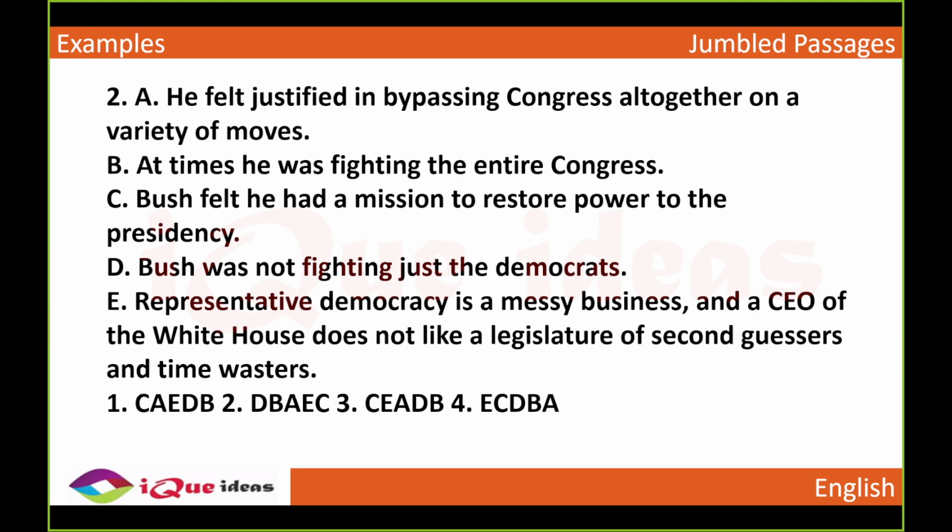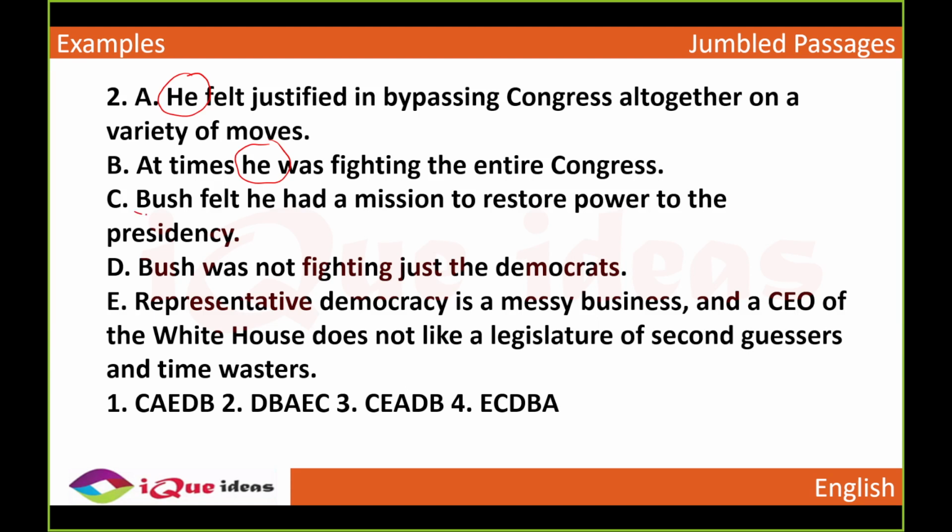Okay, if I have to take a look at this particular one, then A says he felt justified. So who is this he? I don't know. B says at times he was fighting. Again, who is this he? So it cannot start with A or B, and no option starts with A or B. So okay, I need to check between C, D and E.